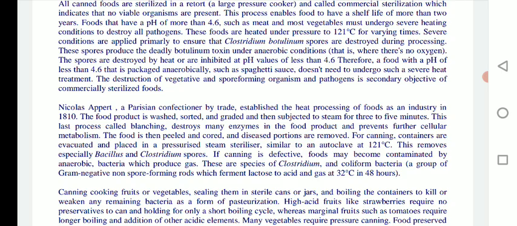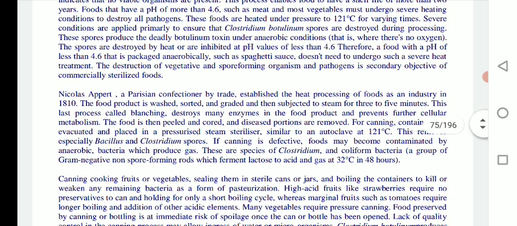So the spores produce the deadly botulinum toxins under anaerobic conditions, that is where there is no oxygen, and spores destroyed by heating are inhibited at pH values less than 4.6, and therefore a food with pH less than 4.6 is packed anaerobically, such as spaghetti, sausage, etc.